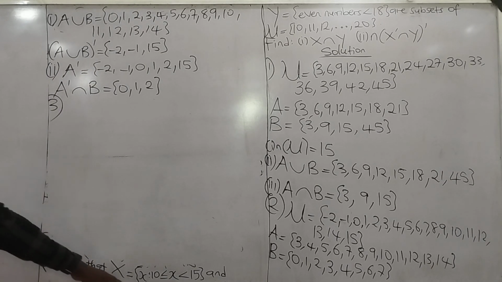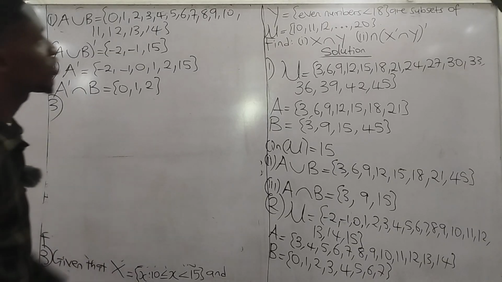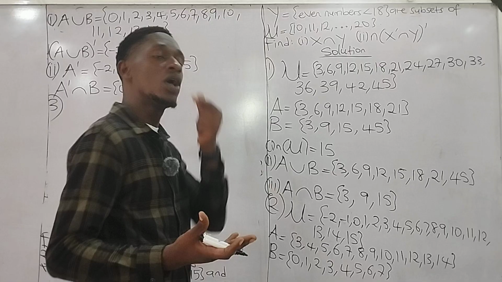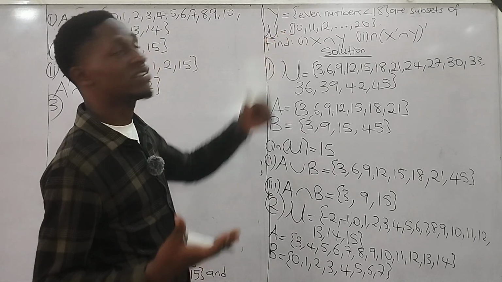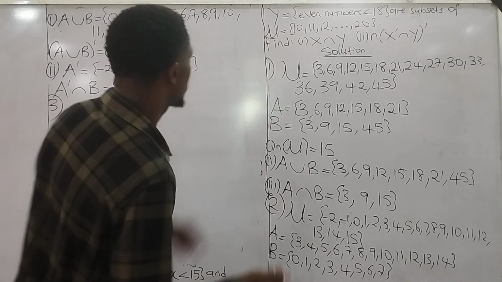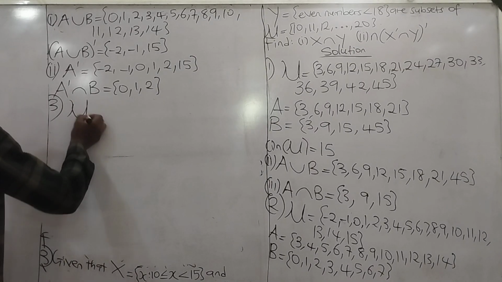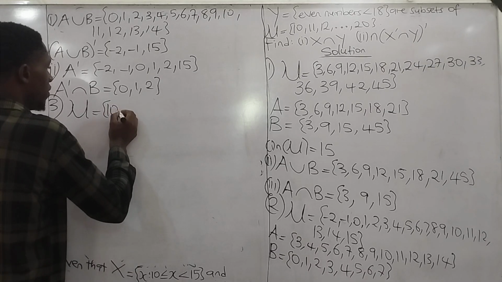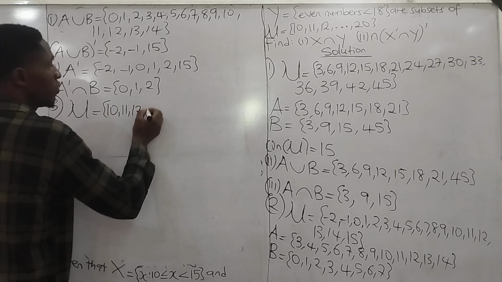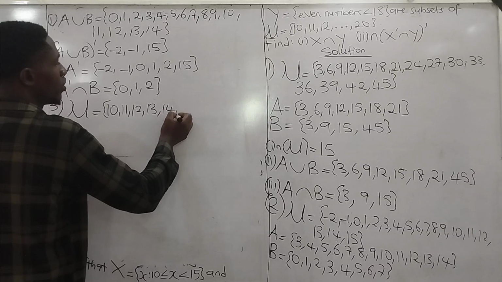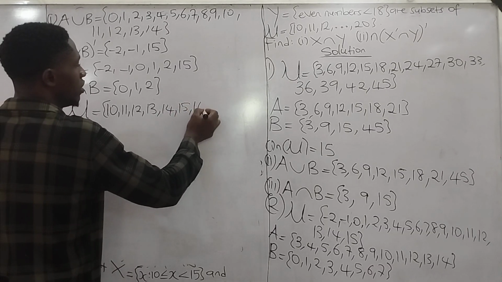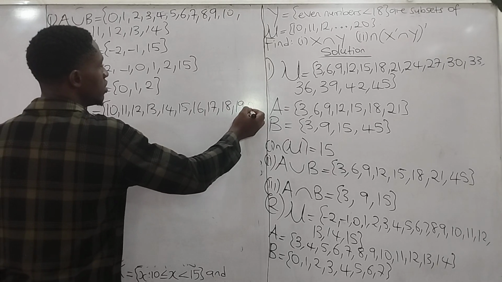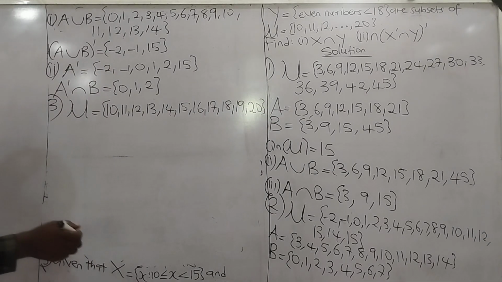We are given that X. So let us start with the universal. I always like starting with the universal so that you can list all the elements in the subsets there. This is the universal, from 10 to 20. So I have 10, 11, 12, 13, 14, 15, 16, 17, 18, 19, and 20.